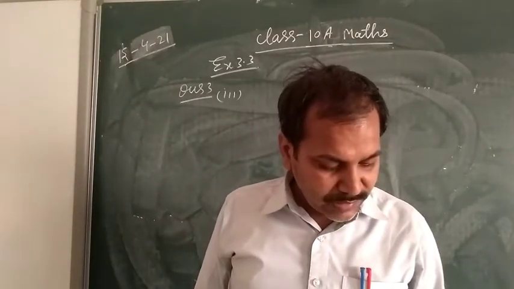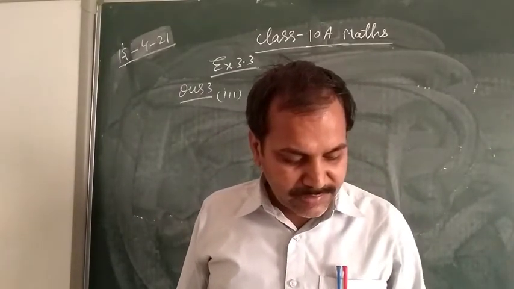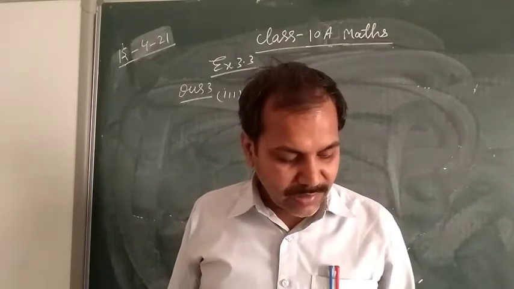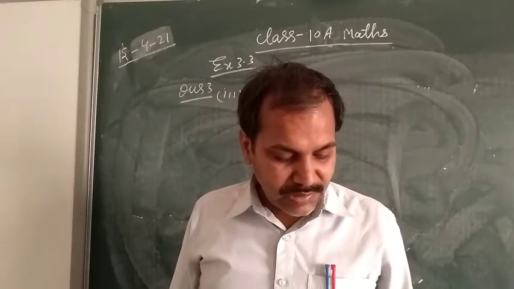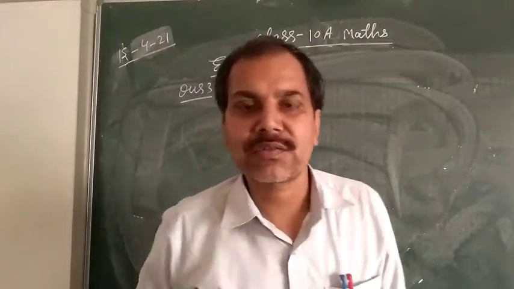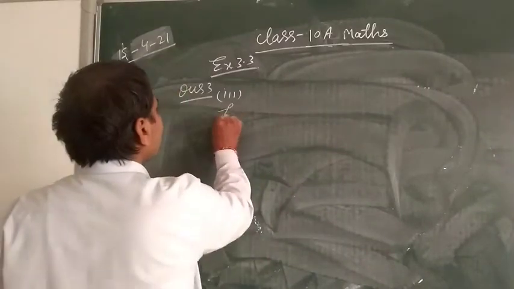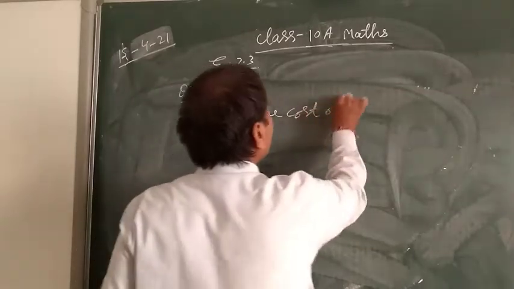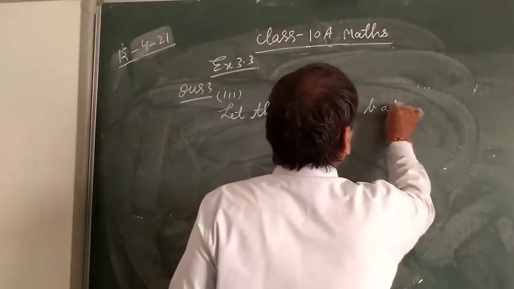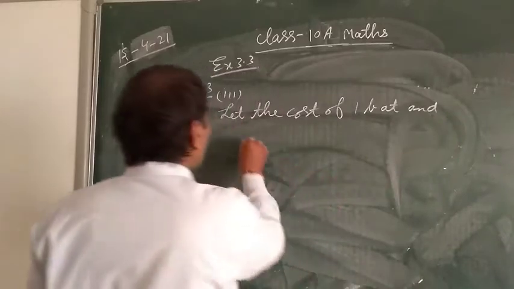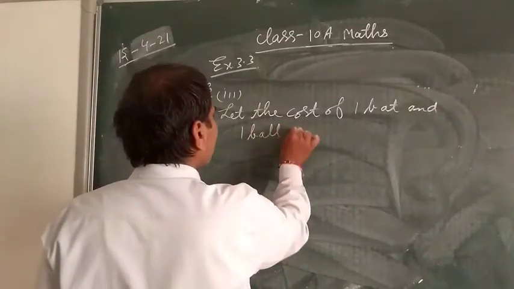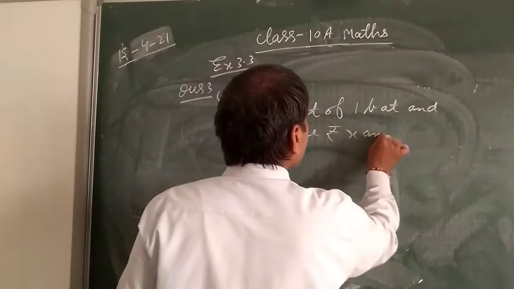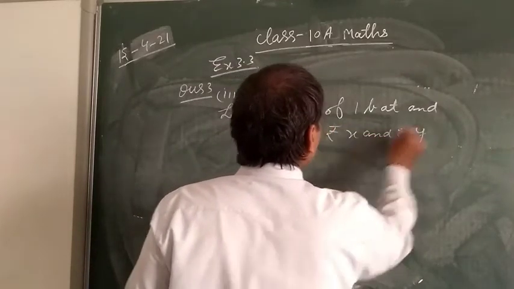The cost of a cricket team buys 7 bats and 6 balls for rupees 3,800. Later she buys 3 bats and 5 balls for rupees 1,700. Find the cost of each bat and each ball. So suppose let the cost of one bat and one ball be rupees x and rupees y respectively.